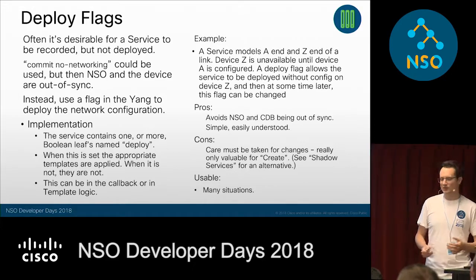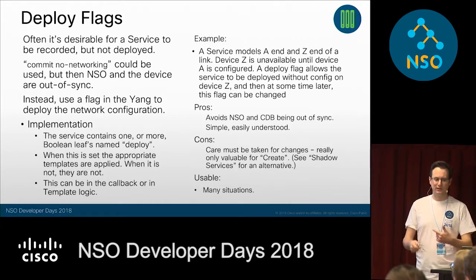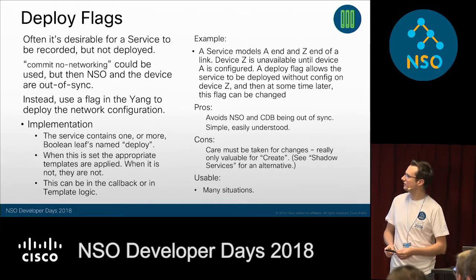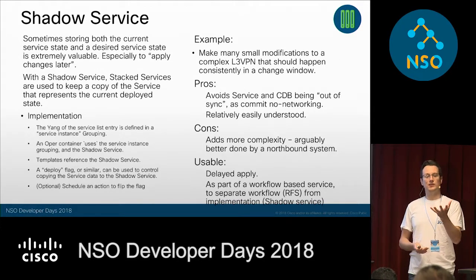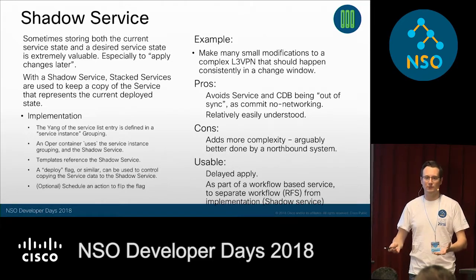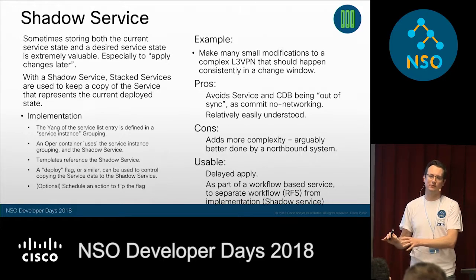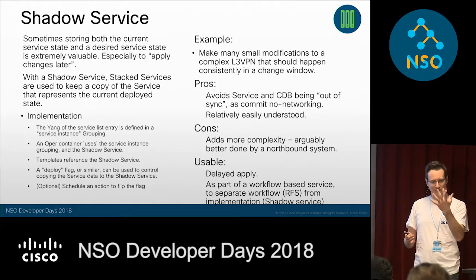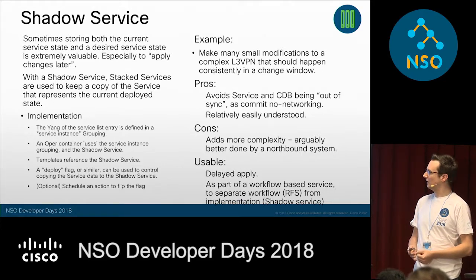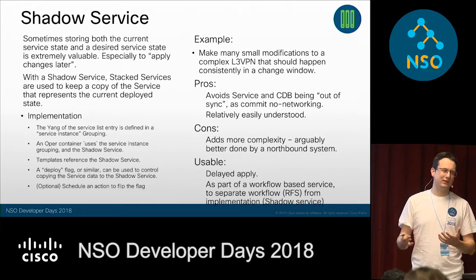So I said, this doesn't work very well for modify, right? It's great for create. So the next thing you can use as a pattern is a shadow service. So that's where you'd keep your desired state as the main service that you expose to the rest of the world, but you keep a shadow service in the background that is the current state of the network. And you can then say at some point in the future, okay, push the desired state to the current state. And you're using stacked services kind of in here.